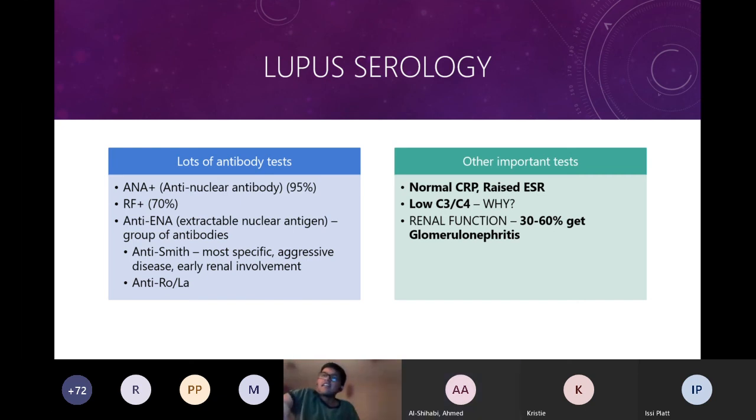Okay. No, they're not. Good. So it is a cause of a normal CRP and a raised ESR. C3 and C4 are low. Does anyone know why?